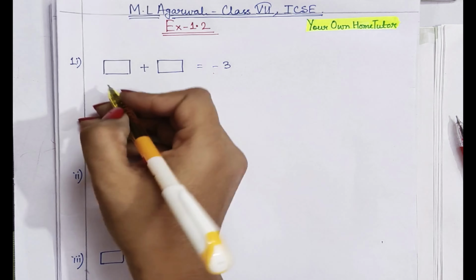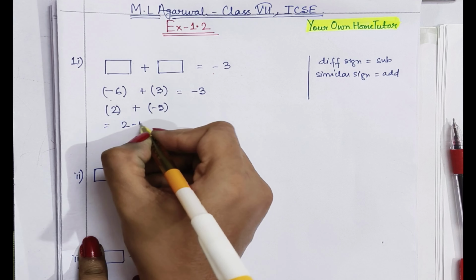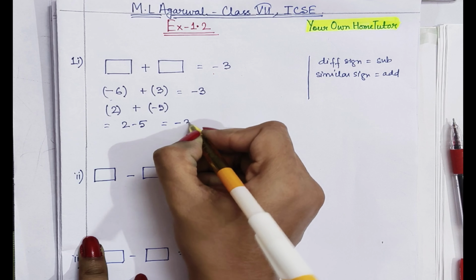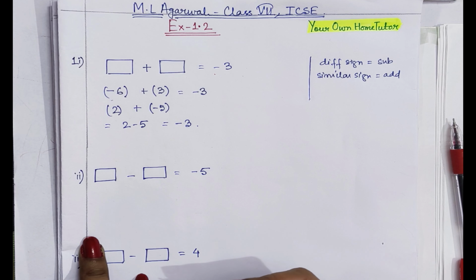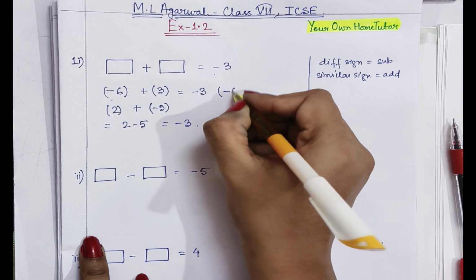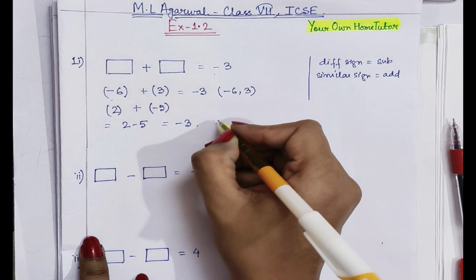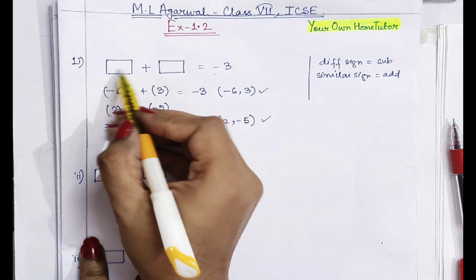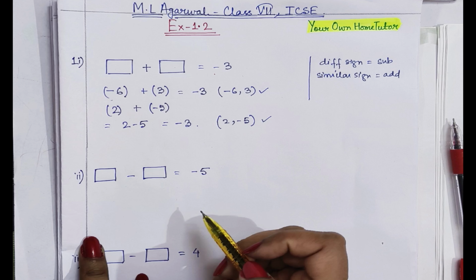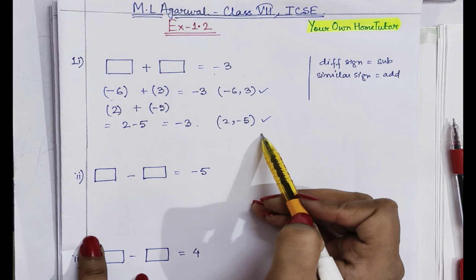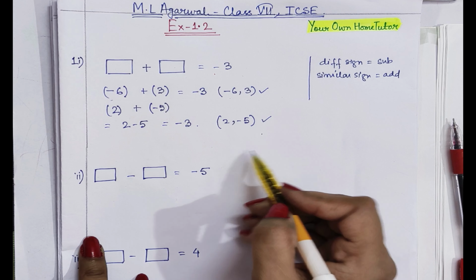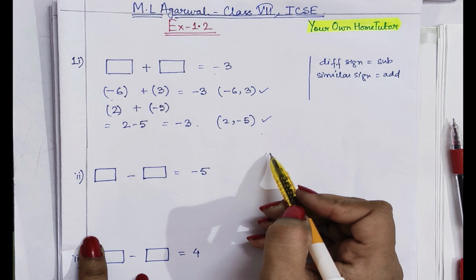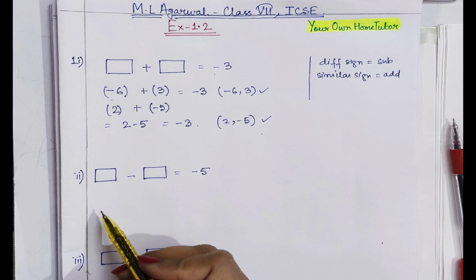We can also take 2 plus of minus 5. This will also give me 2 minus 5, which is again minus 3. So here I got two pairs of integers. One was minus 6 and 3 and the other was 2 and minus 5. Any one of these you can take and put in these places. Any one pair you can take. There can be many more such pairs. You can try them out and comment down in the comment section. Let us move to the second question.